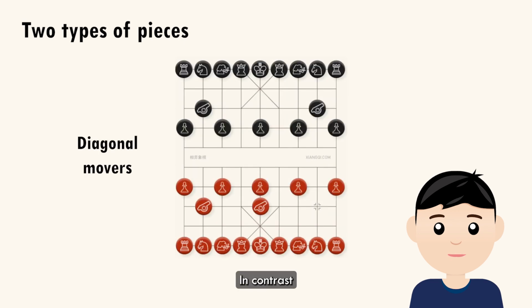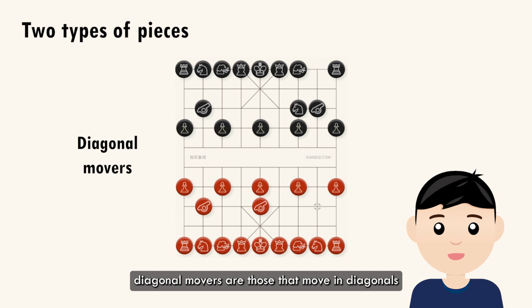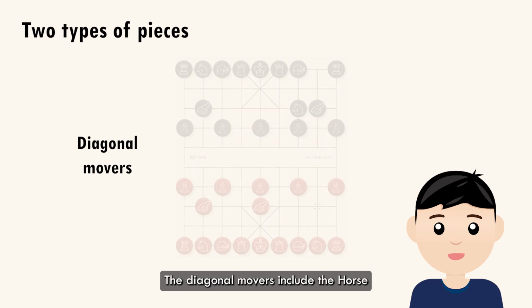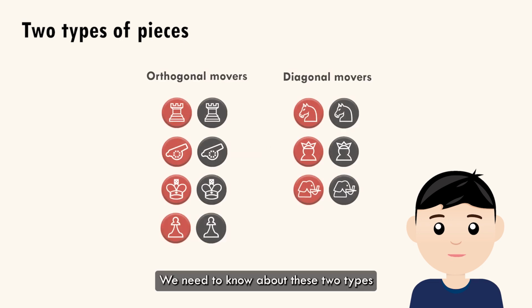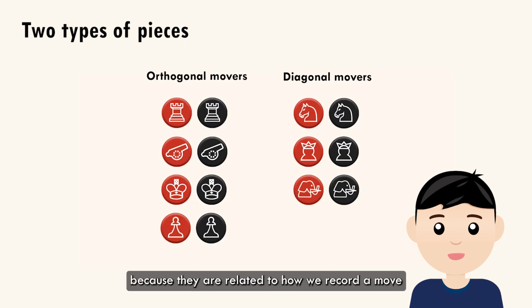In contrast, diagonal movers are those that move in diagonals. The diagonal movers include the horse, the advisor, and the elephant. We need to know about these 2 types because they are related to how we record a move.